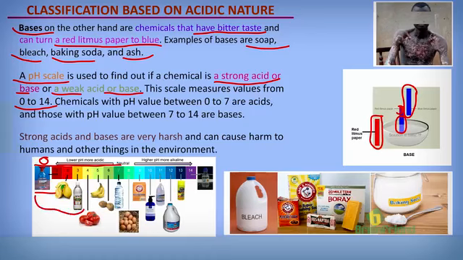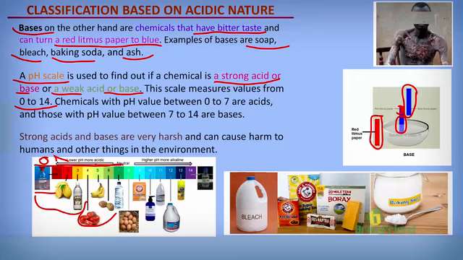Chemicals that have pH values from 4, 5, 6, and just before 7 are weak acids. So the strongest acid should have a pH value of 0 to 1, while the weakest acids should have pH values from 5 to 6, down just before 7.